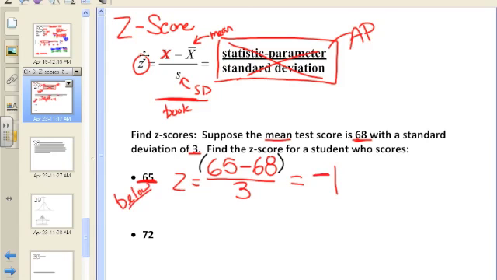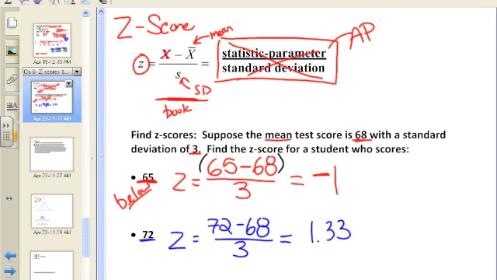This second student scored a 72. So x, that's the student score, z equals x minus x bar, that's the mean. The mean is still 68. Divided by the standard deviation, that's 3. So I can plug this in my calculator, and I'm just going to round it off. I got 1.33. Notice this one is positive. Positive because this student scored above average. 72 is more than 68, above average.